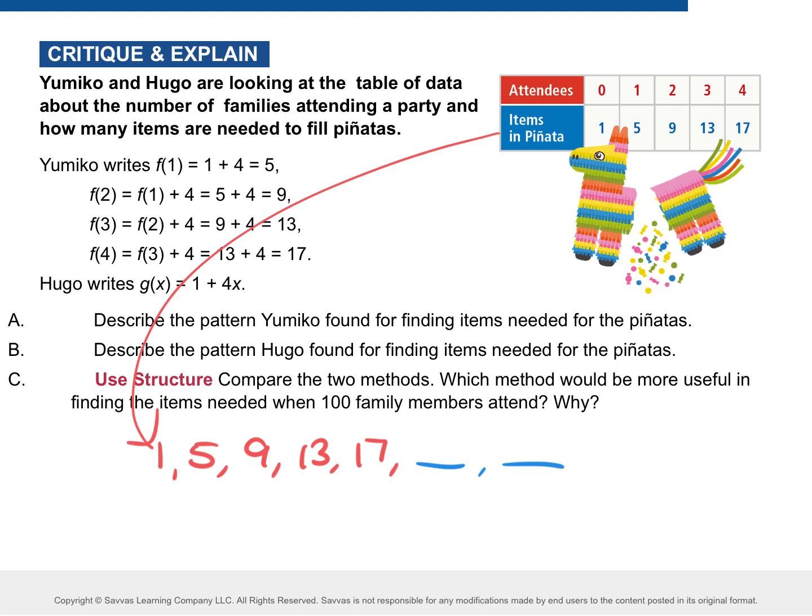So here we have a sequence, and I want you to find the next two terms. How do you find the next two terms? You subtract 5 from one, and you subtract 5 from everything. We want to find the pattern, right? Find how many is in between. How do I get from 1 to 5?